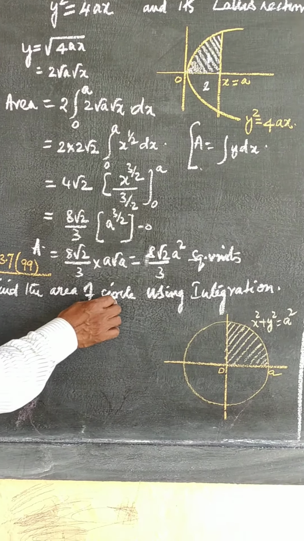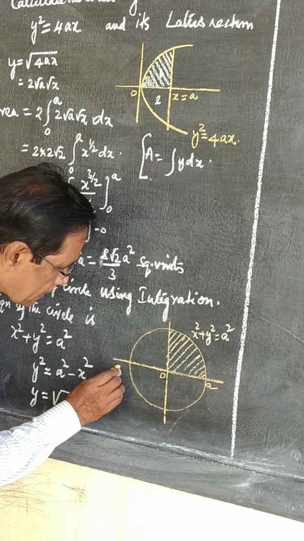When x is equal to 0, y square is equal to a square. Therefore, y is equal to plus or minus a. Now, we can take y is equal to a, and therefore the circle is ranging from minus a to plus a.